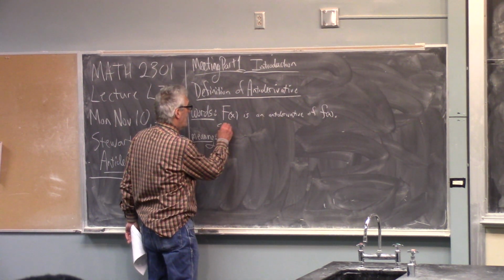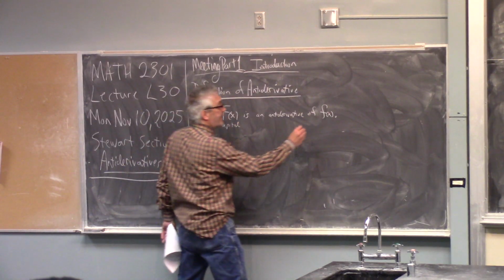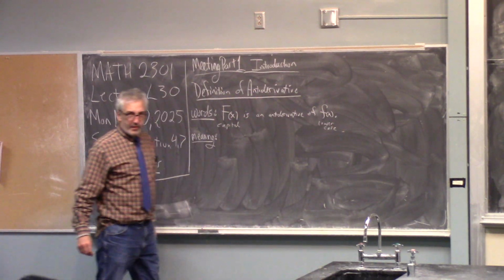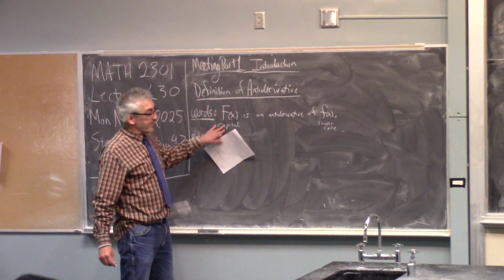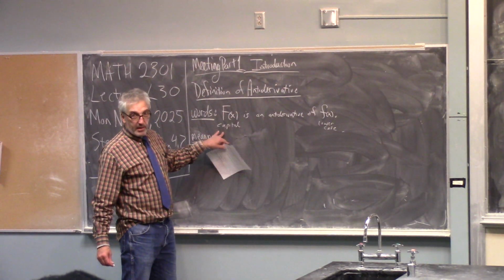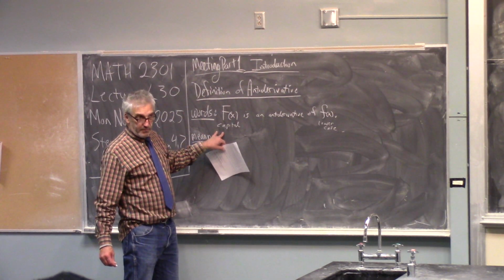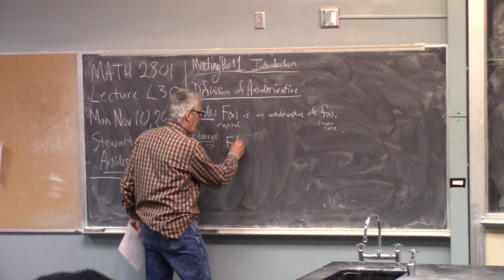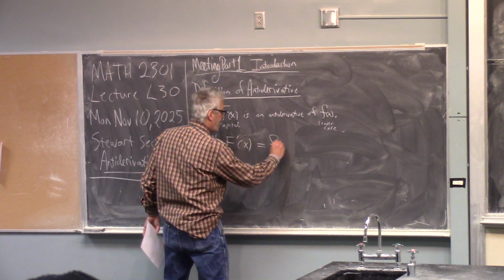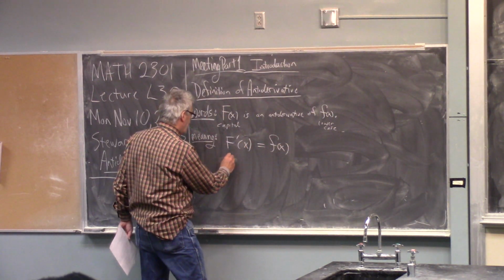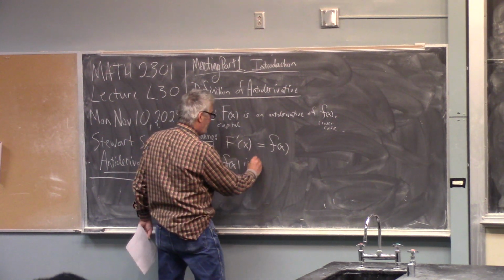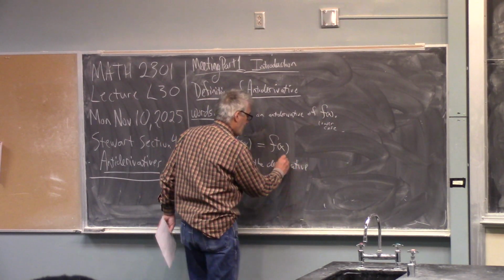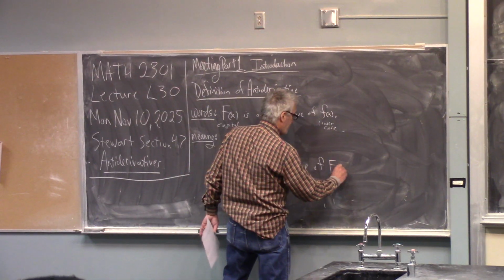So this is capital, and this is lowercase. For now, while we're doing the introduction, I'm going to be using capital letters and lowercase letters. So I would say capital F of x is an antiderivative of little f of x. Here's the meaning. It means capital F prime equals little f of x. That is, little f of x is the derivative of capital F of x.